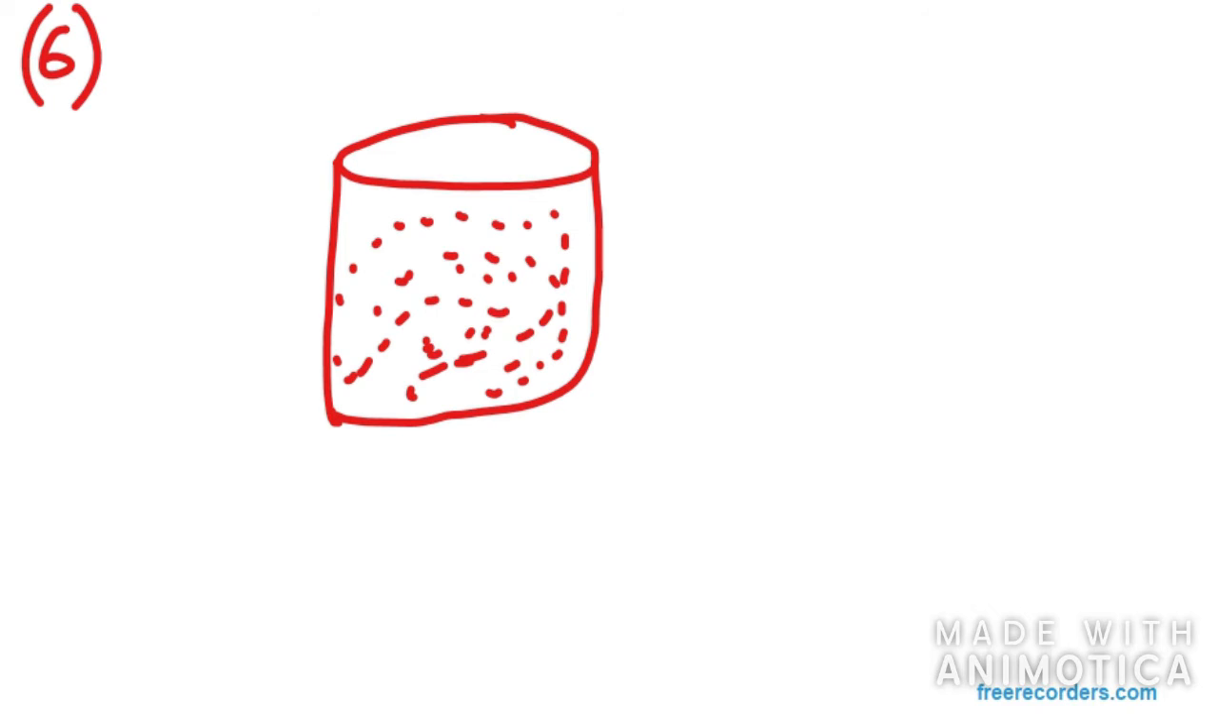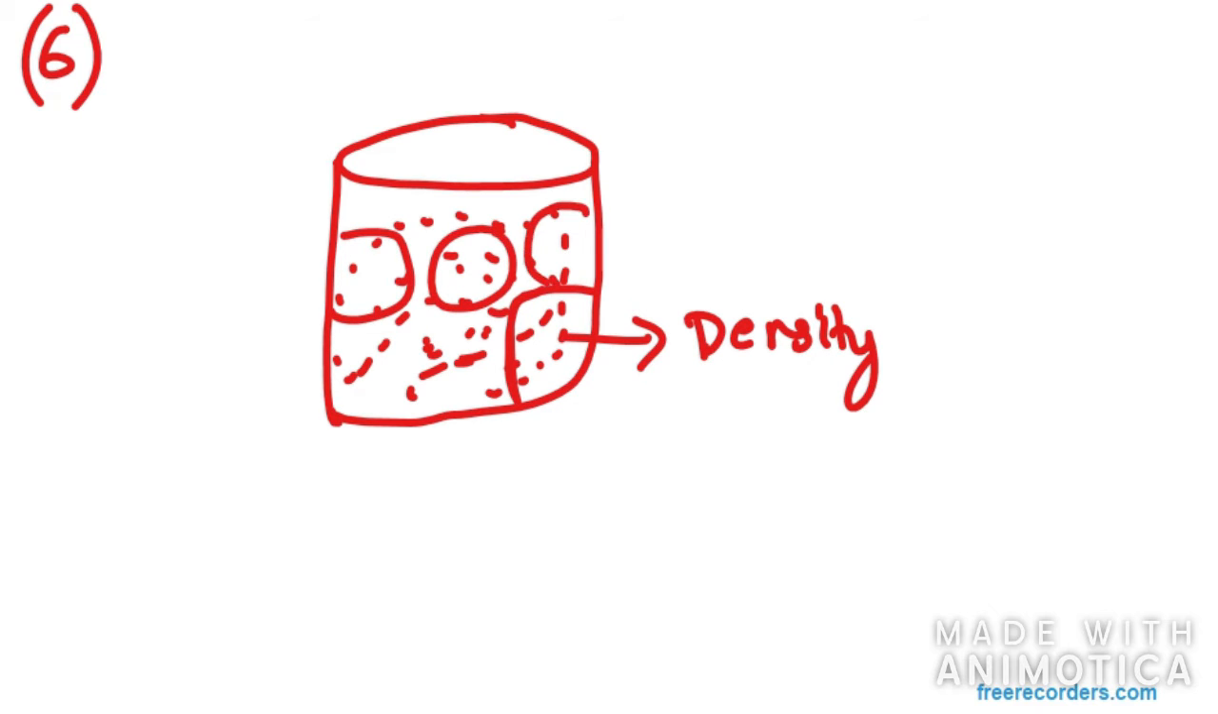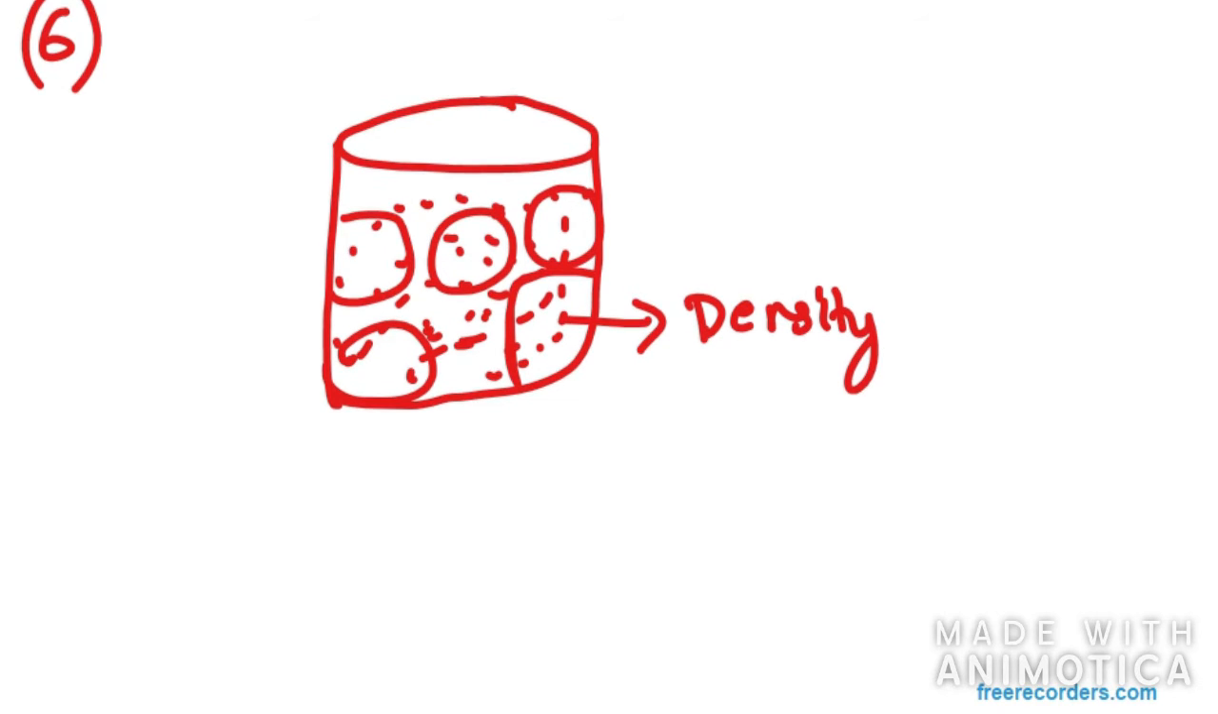That means if you take any part of the beaker and find the molecular density of it, it will be the same for all the corners or all the parts of the beaker. So this basically means that the molecular density remains constant inside the gas. So this is what the sixth one is about.